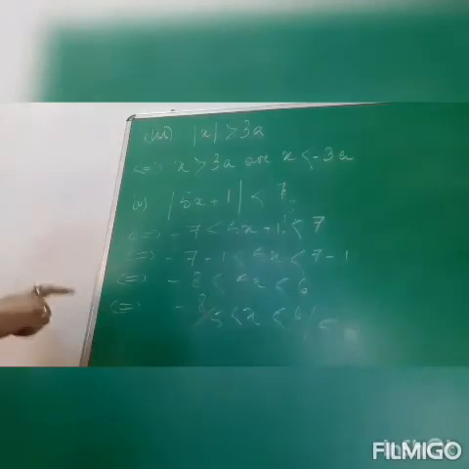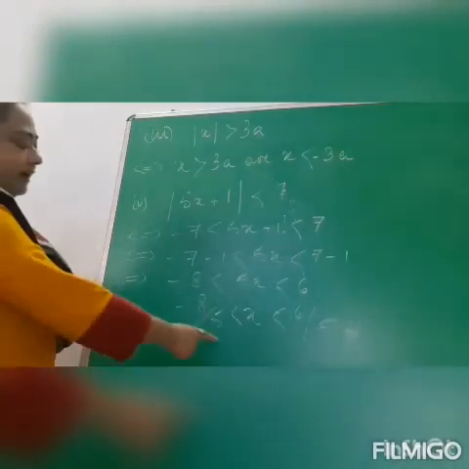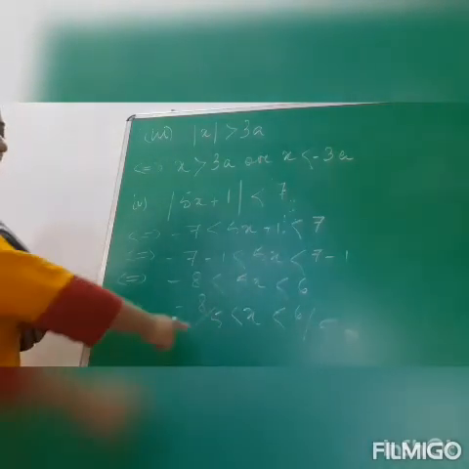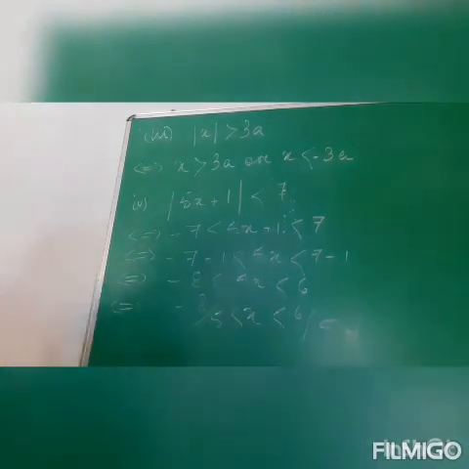So again we need the value of x, not 5x. So we divide both sides by 5. So minus 8 by 5 and 6 by 5. So x lies between minus 8 by 5 and 6 by 5.